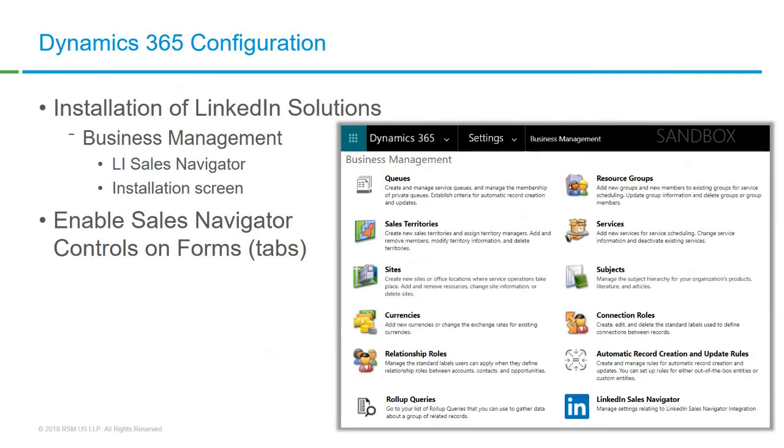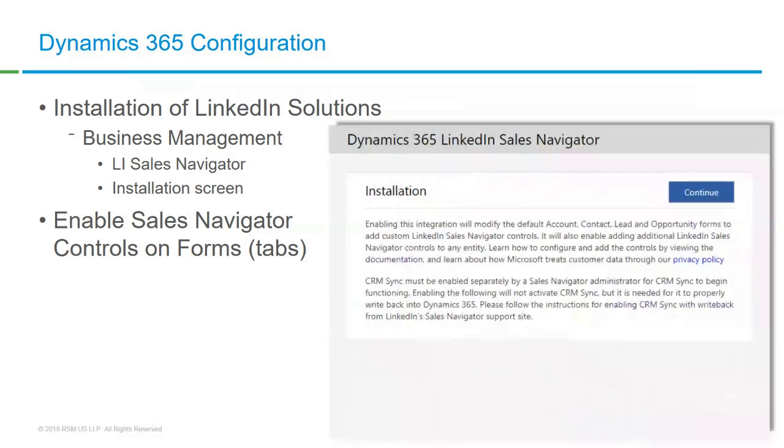Now, let's talk a little bit about the Dynamics 365 configuration first. By default, the LinkedIn solutions are not automatically installed in your Dynamics 365 instance. So an administrator needs to install the solution package before anybody can really work with them, right? But it's not a manual process. You can start this by navigating to Business Management, and then you click on what you see here on the screen, that Sales Navigator button, to start that installation. That will launch the installation window, which you see right here.